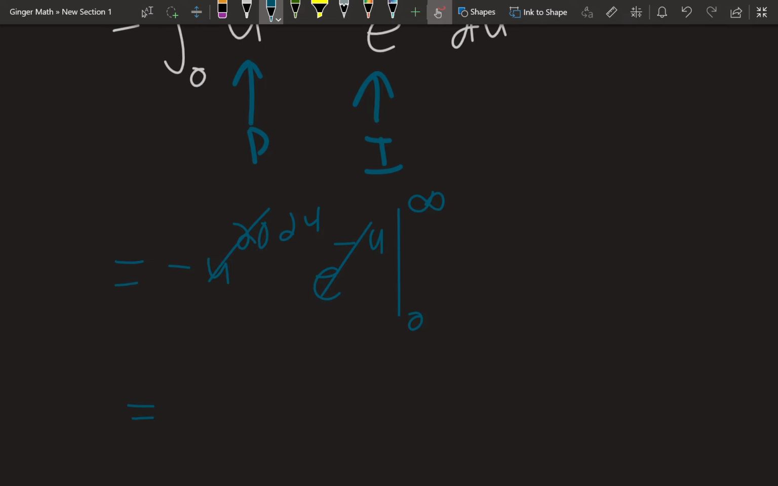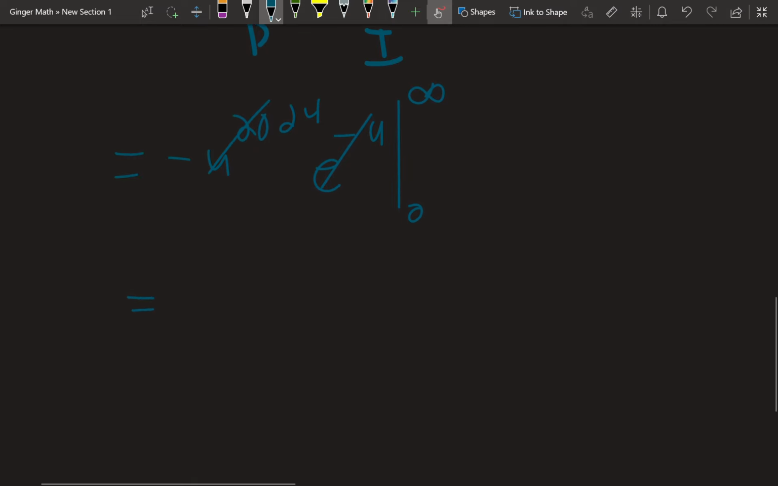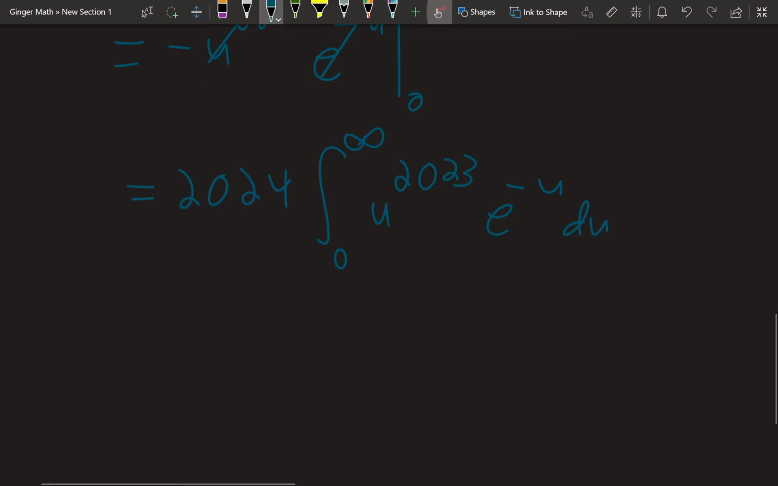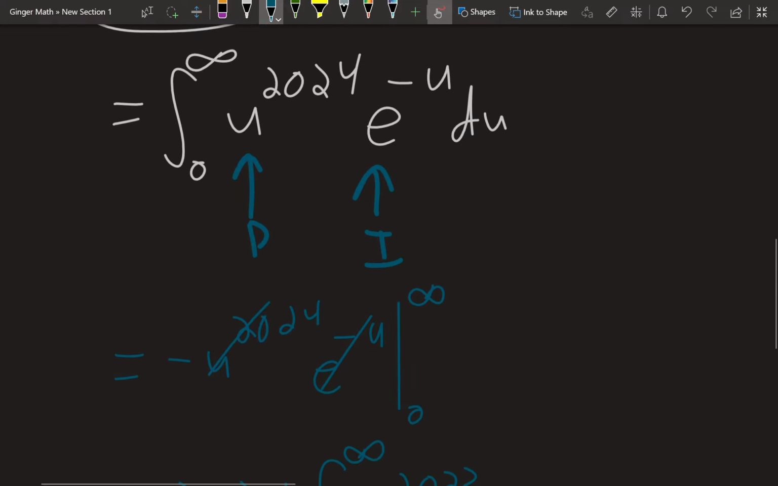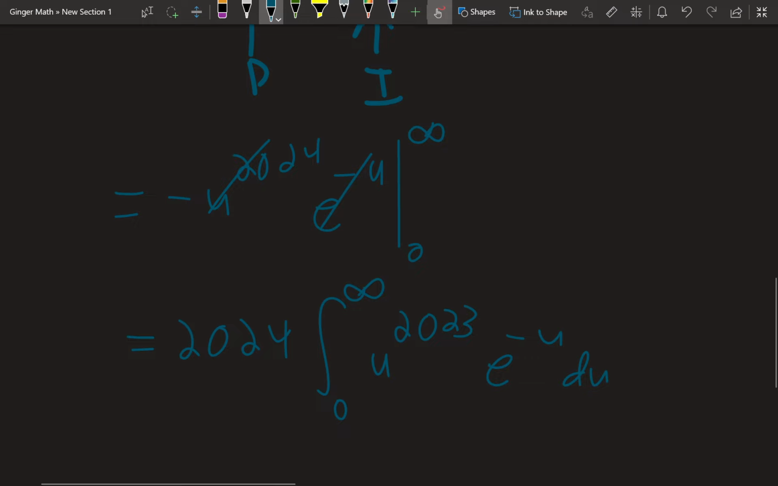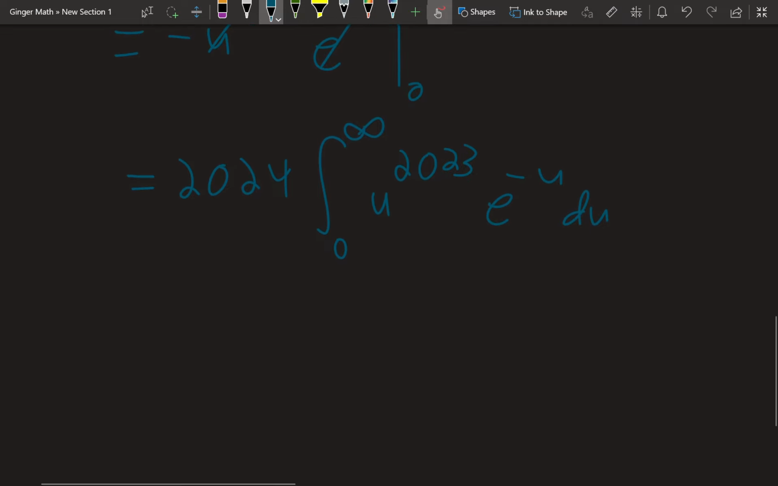Meaning that the integral is just equal to, well, we need to differentiate this now. So we're going to have 2024 times the integral from 0 to infinity of u to the 2023. So last year, man. Times e to the minus u du. And, well, that does look the same, doesn't it? Like, those are basically the same. So, what if we did it again, right?